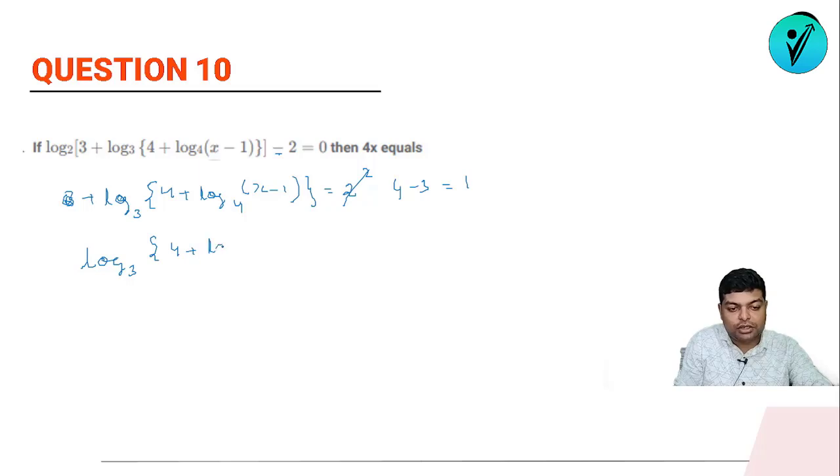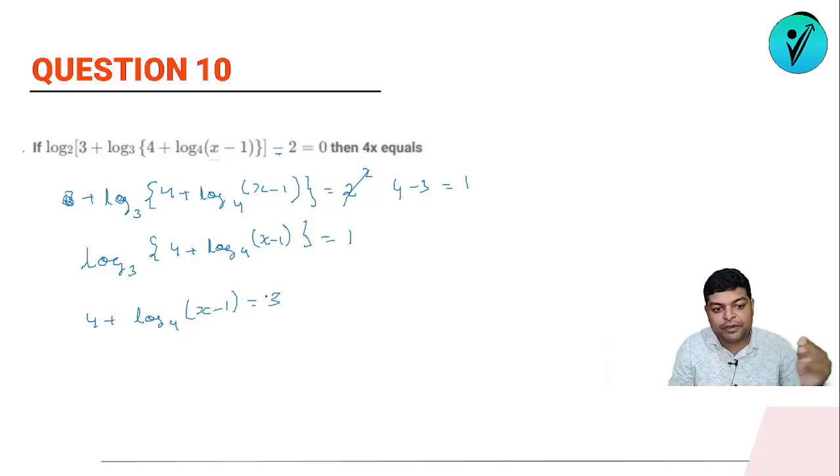So this equation, now I am writing here, log of 3, the number, is 4 plus log 4 x minus 1 is what? It is 1. Again, can we write 4 plus log 4 x minus 1 is what? It is 3 to the power of 1, so it will be 3. When you shift this 4 over here, it will be minus 4. It means that it will be minus 1.